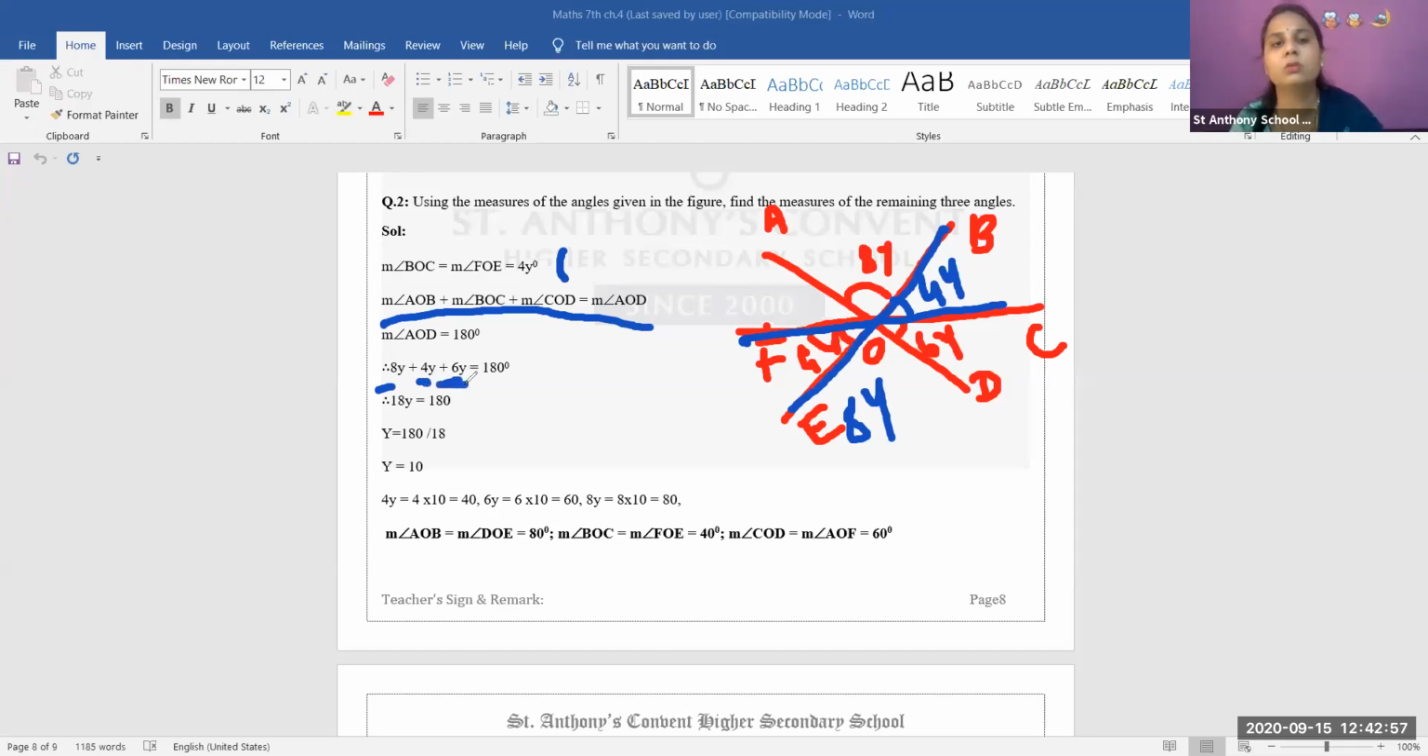Value of COD is equal to 6y. Now 8y plus 4y plus 6y is equal to 180 degrees. Now 8y plus 4y is 12y, 12y plus 6y is 18y. Now 18y is equal to 180 degrees. We don't want this 18 with y, so this 18 gets shifted to this side. Now y is equal to 180 divided by 18. So 180 divided by 18, y is equal to what?